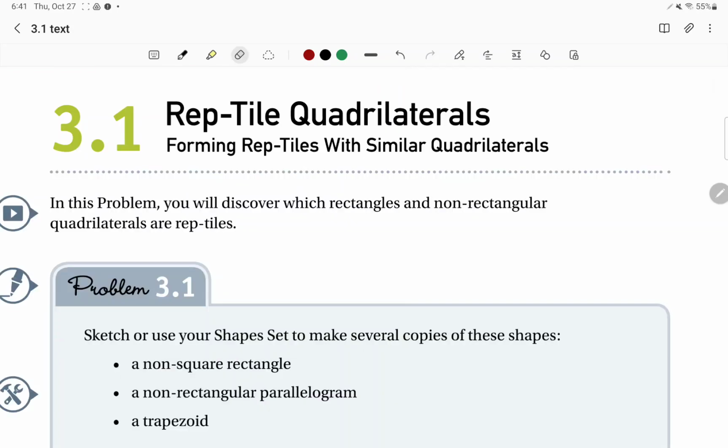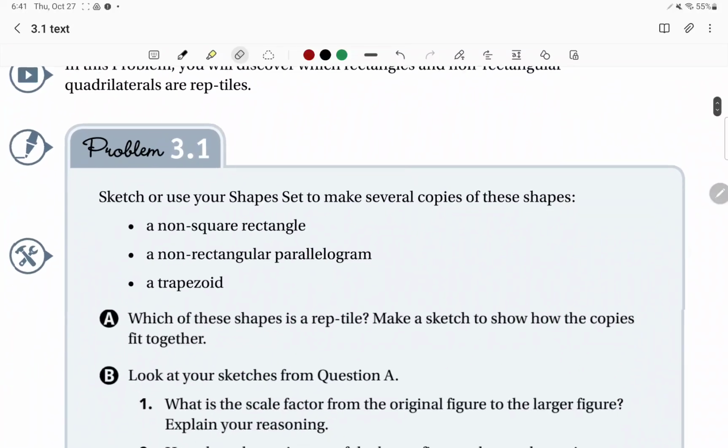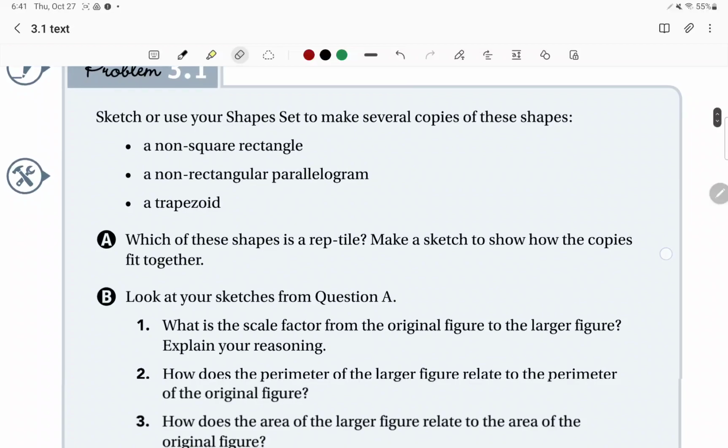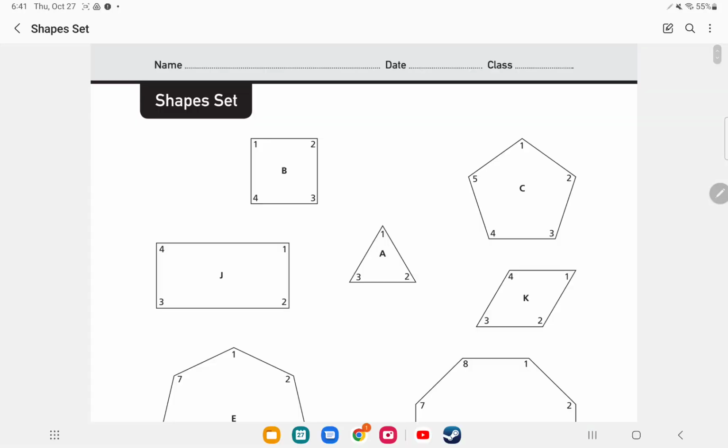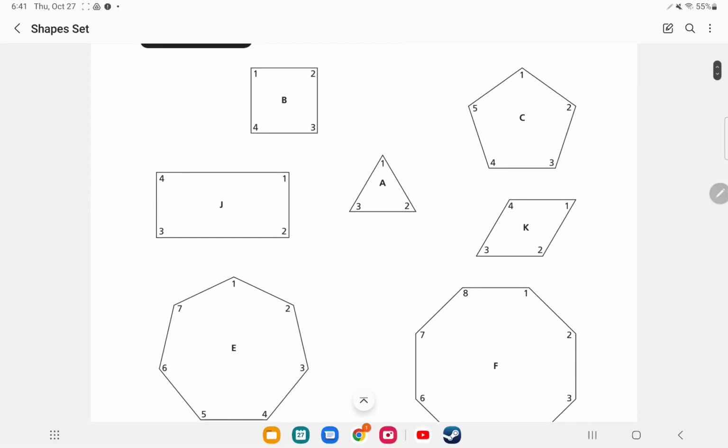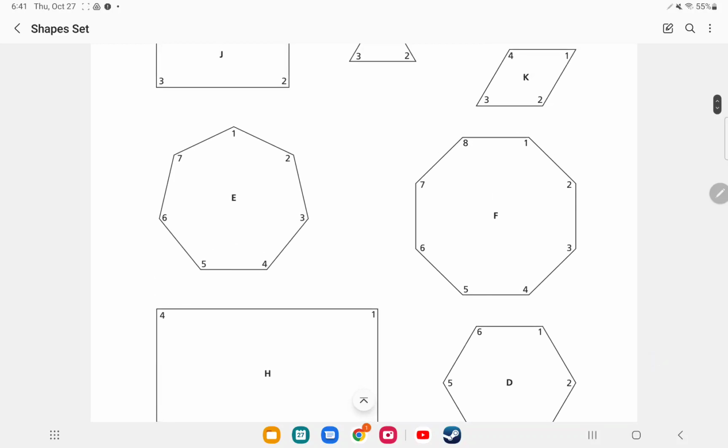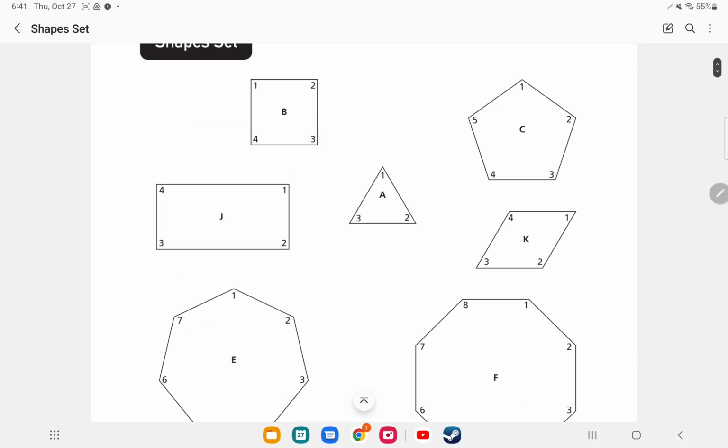Now let's go ahead and start in on answering some of these problems. So you need your shapes set sheet that was either handed out to you in class or is available on my website. Make sure you go and print that off. This is what it looks like. And this is important because you can use some of these to trace them on your piece of paper.